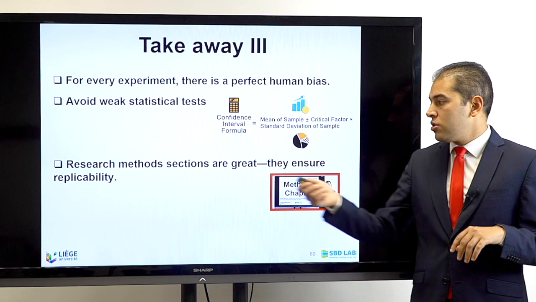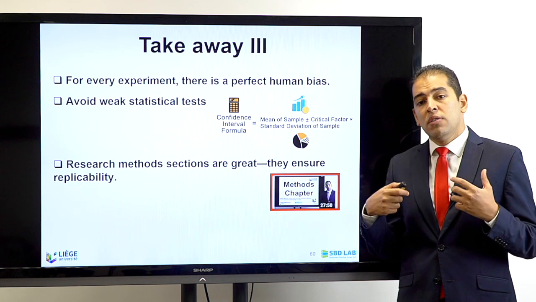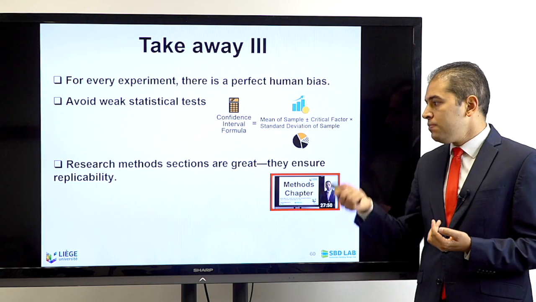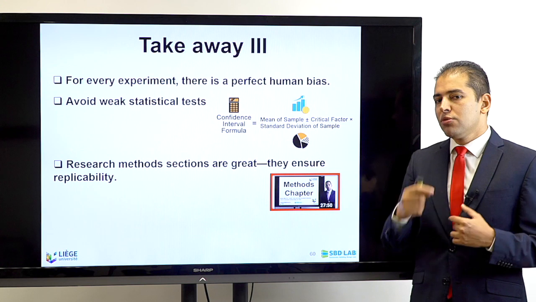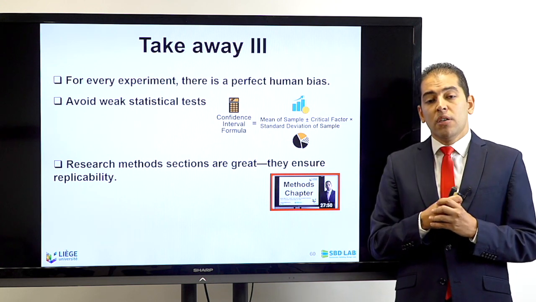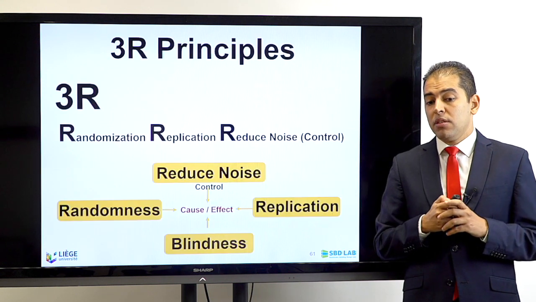It's simple. Research methods sections are very important when you are designing and when you are describing your experiment. So take time and make sure that replicability is possible, and that you include all this information in your methods chapter or your methods section.